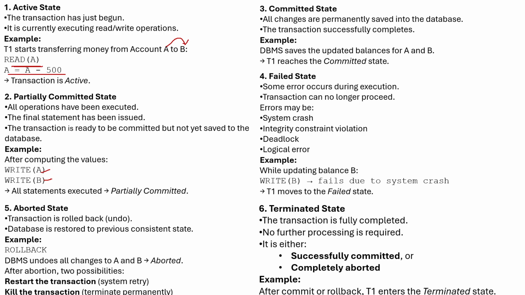After completing this, it says it is successfully completed, and it is updating the balances of A and B. That is the committed state. Here the value of A is stored in the buffer, and this value of B was stored in the buffer, whereas here it is stored in the disk.